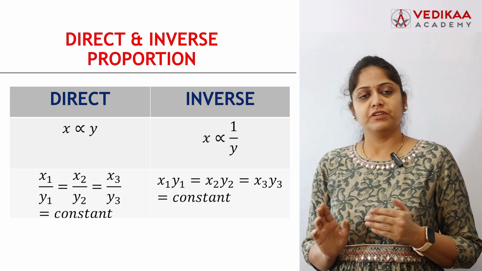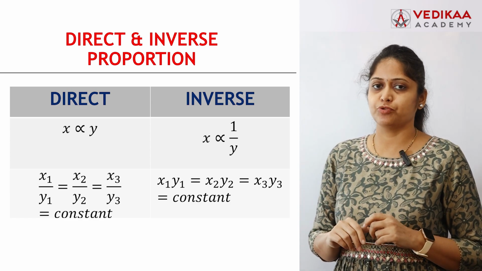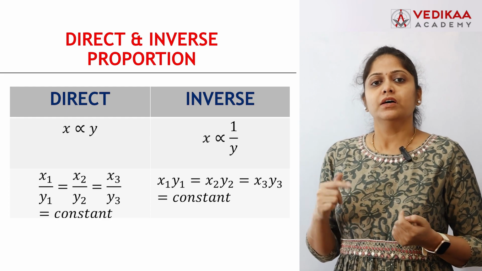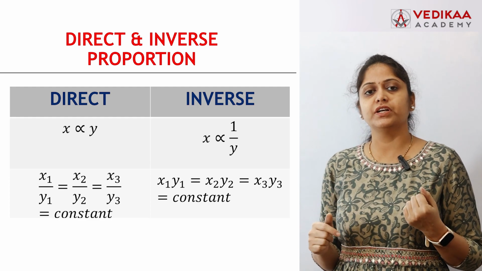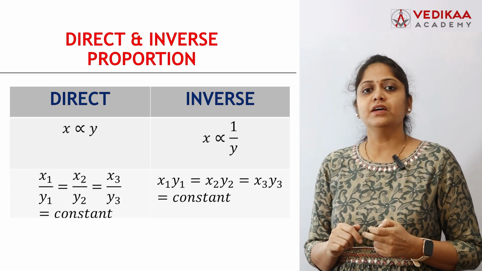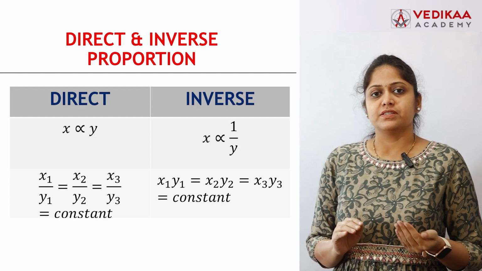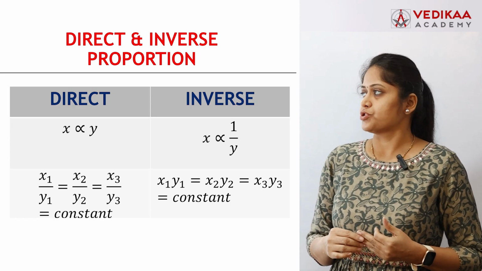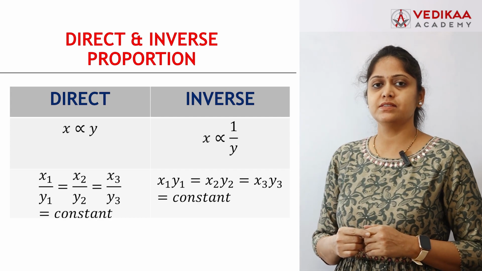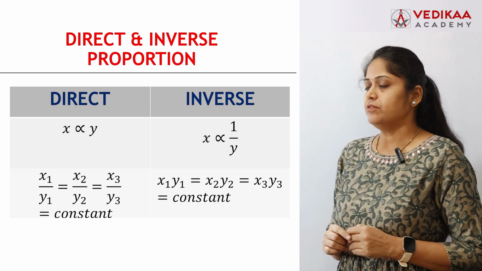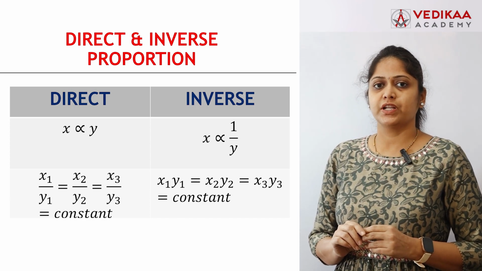So in the case of inverse proportion, if one of the quantities increases, the other quantity decreases in the same proportion. If one quantity is getting double, the other quantity is getting half. If one quantity becomes 3 times, the other quantity will be 1/3. In this way, in inverse proportion, if one quantity increases, the other quantity reduces in the same proportion. The symbol is denoted like this: x, then the proportionality symbol, and 1 upon y. This is the difference between direct proportion and inverse proportion.